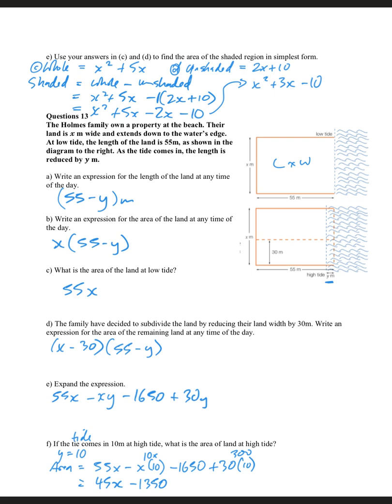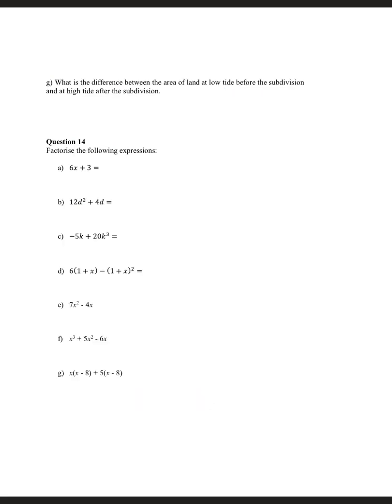That's that page done. What is the difference between the area of land at low tide before the subdivision and at high tide after the subdivision? Well, the area of land at low tide before was 55x, and at high tide after the subdivision, we just worked out that the area of land at high tide after subdivision was 45x. Take 1350.